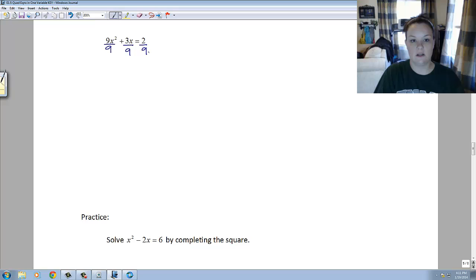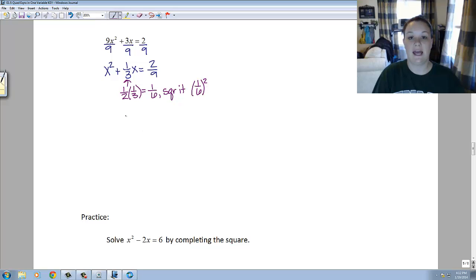Now that my leading coefficient is a 1, I can start completing the square, which I do by taking half of the x term coefficient. So half of 1/3 is 1/6, and then remember we square it. So I get 1/6 squared, and I add that to both sides. So I'm going to go ahead and go down here and do 1/6 squared, 1/6 squared. And I'm going to write in the rest of my equation.